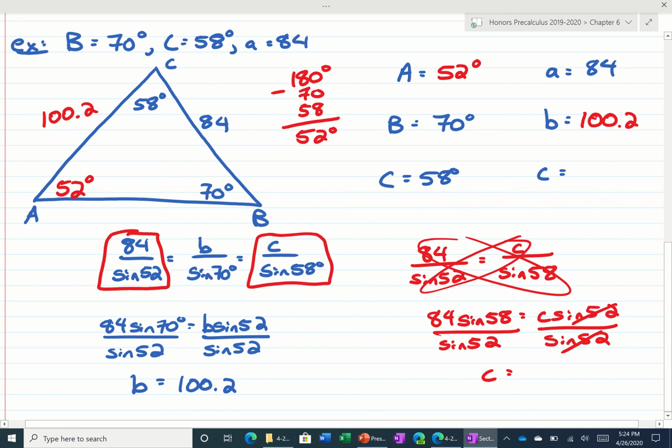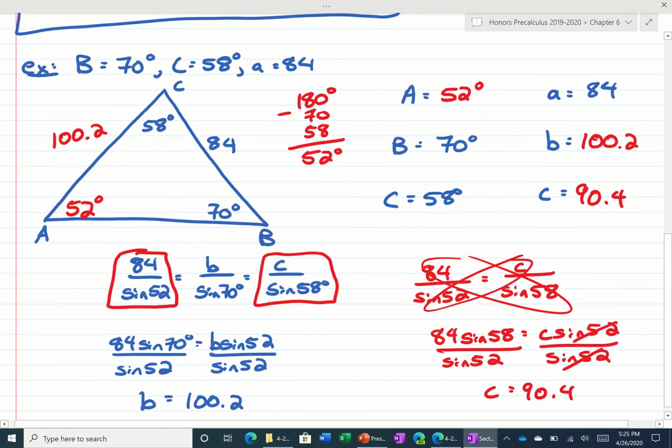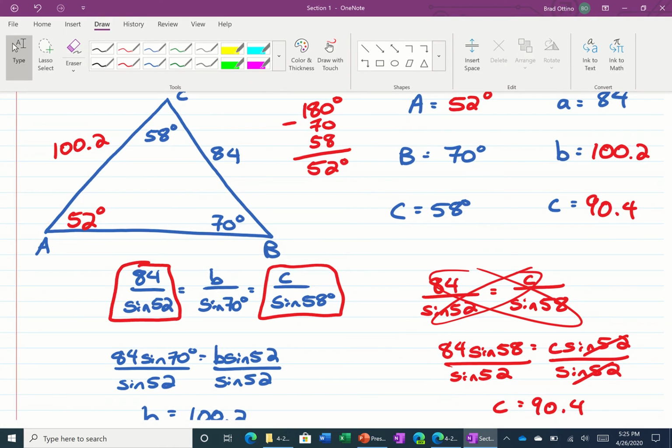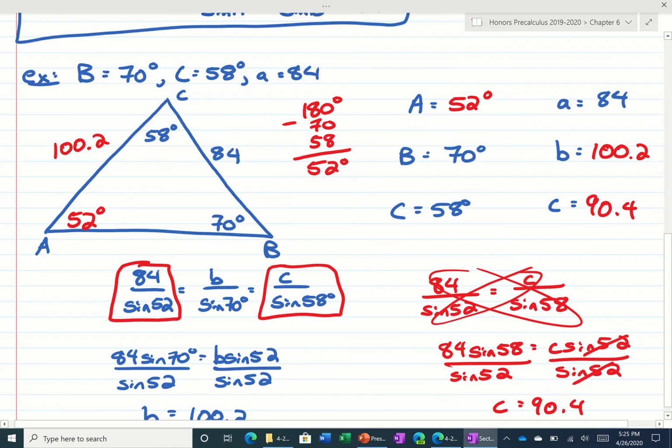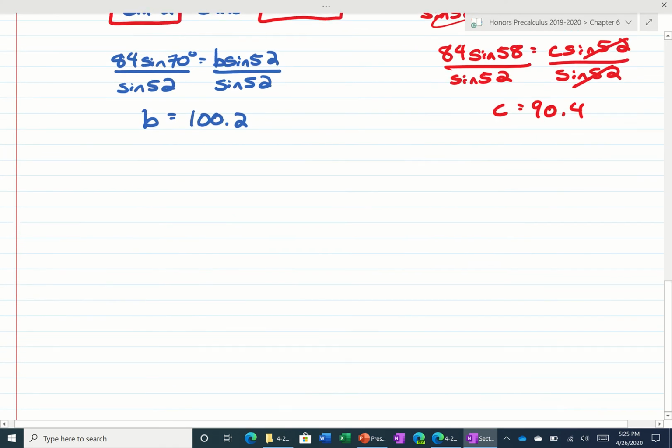And let's see what C is. 84 sine 58 divided by the sine of 52, and my calculator is telling me that it is 90.4. So that's what we're doing. I mean, it's not a big deal. You guys should be able to do this. The new thing is just that law of sines formula. One more example for today.